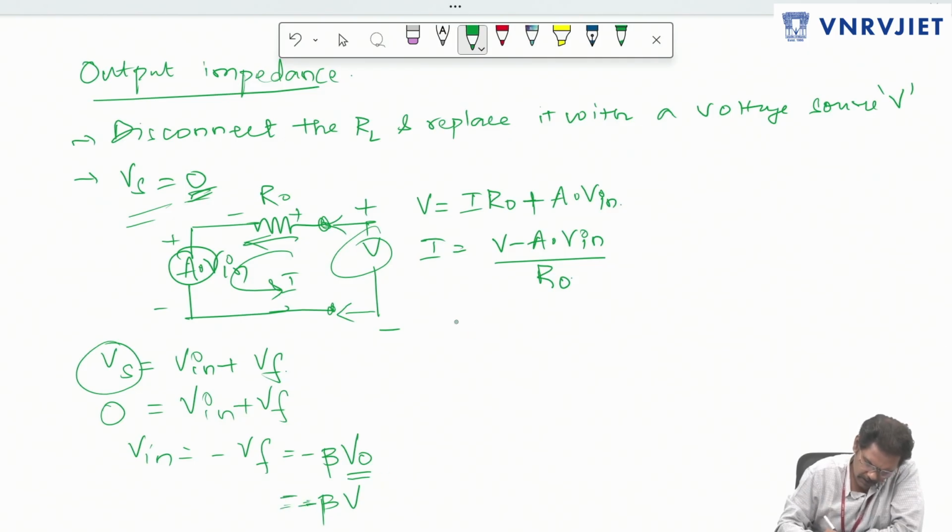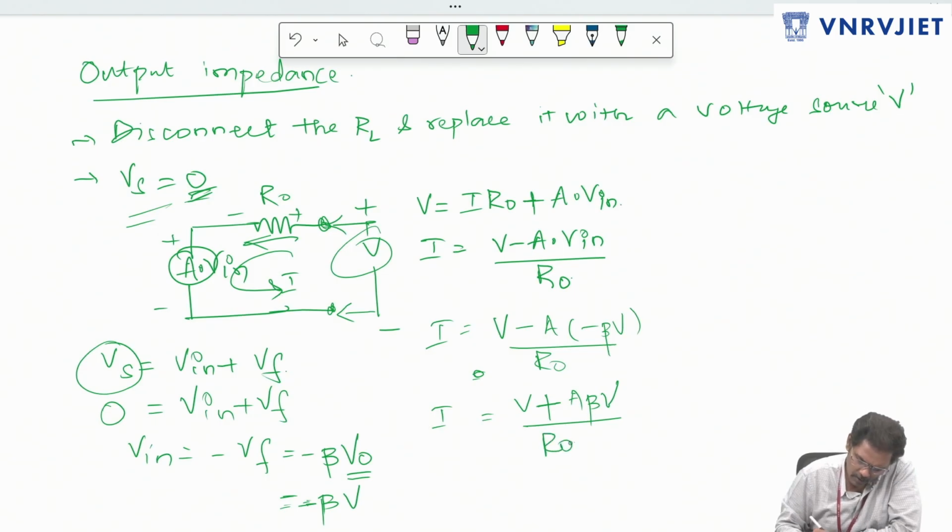Now I'll use this here. So I is equal to V minus A into minus beta V, right? So divided by Ro. So this is V plus A times beta V, that's equal to I times Ro. Now we'll take a small modification, so I'll write it as V into 1 plus A beta by Ro is this value.